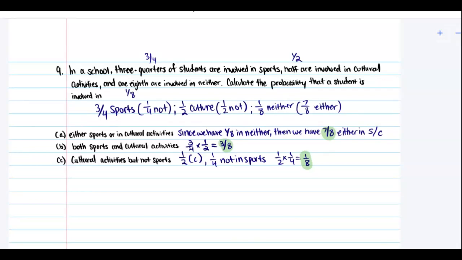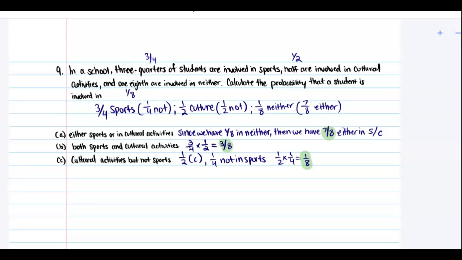That's given in the question, right? Yes. And then for part B, probability of both sports and cultural activities. We know 3/4 of the students are involved in sports, so it's 3/4. And then we multiply by the students involved in cultural activities, which is 3/8 of the students. Here it's multiplication because it's an "and". And A is "or".